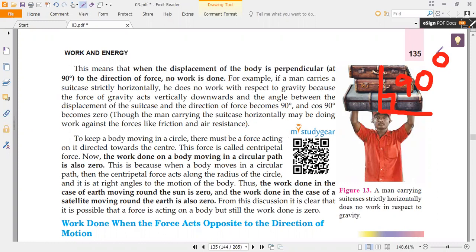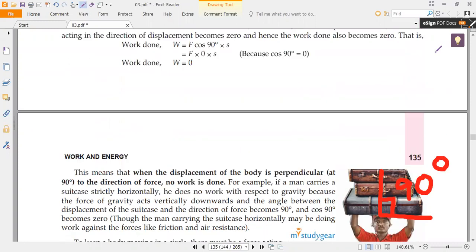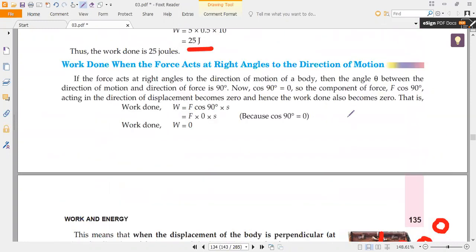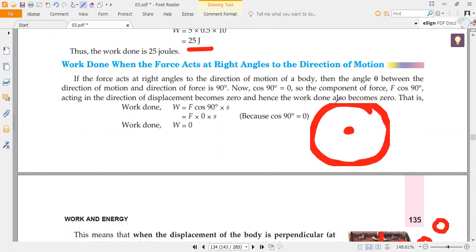Understanding, everybody? You have to remember that. For example, Earth is moving around the sun, or any kind of body in the gravitation chapter, or a boy rotating a stone in a particular path. Now tell me, at every point, the applied force and the direction of motion, what is the angle between them? Whatever point you take, what is the angle?